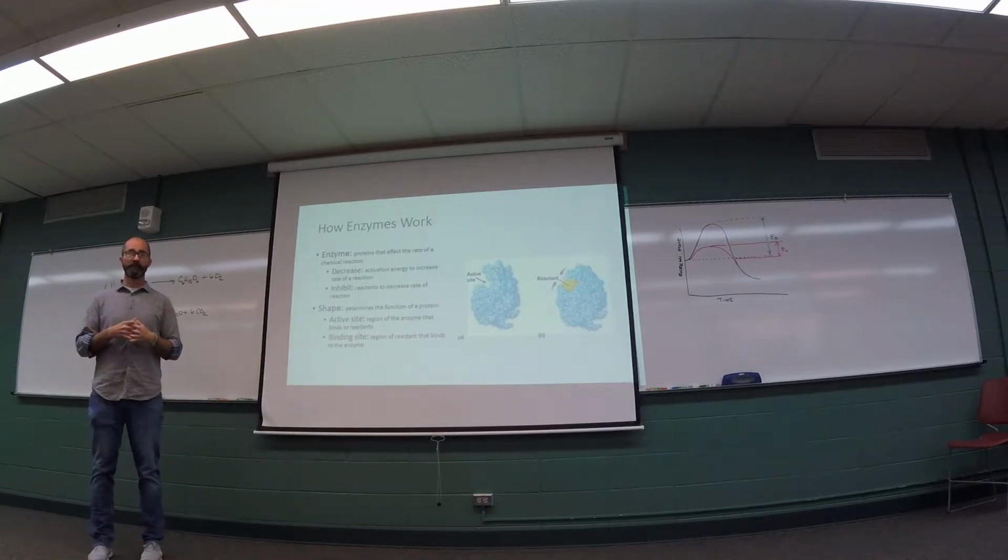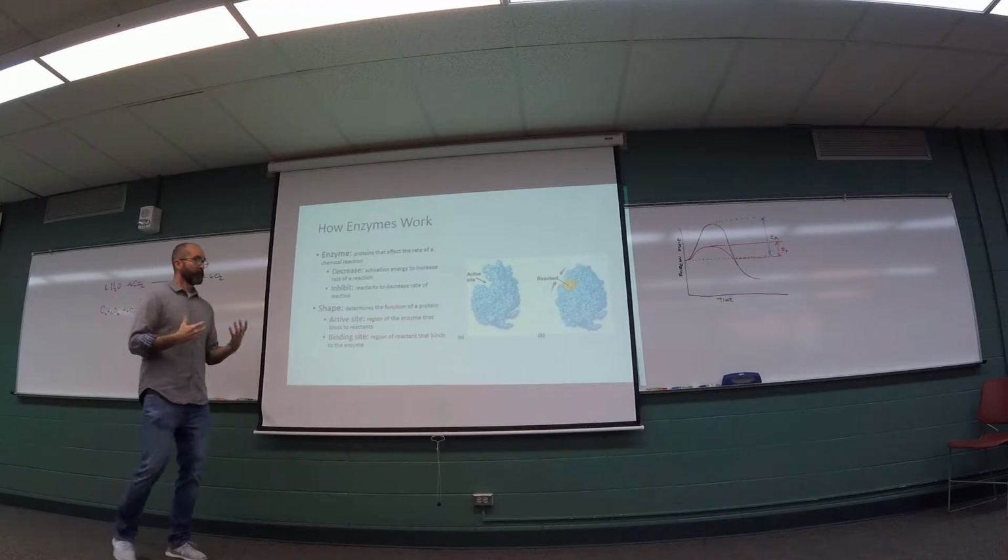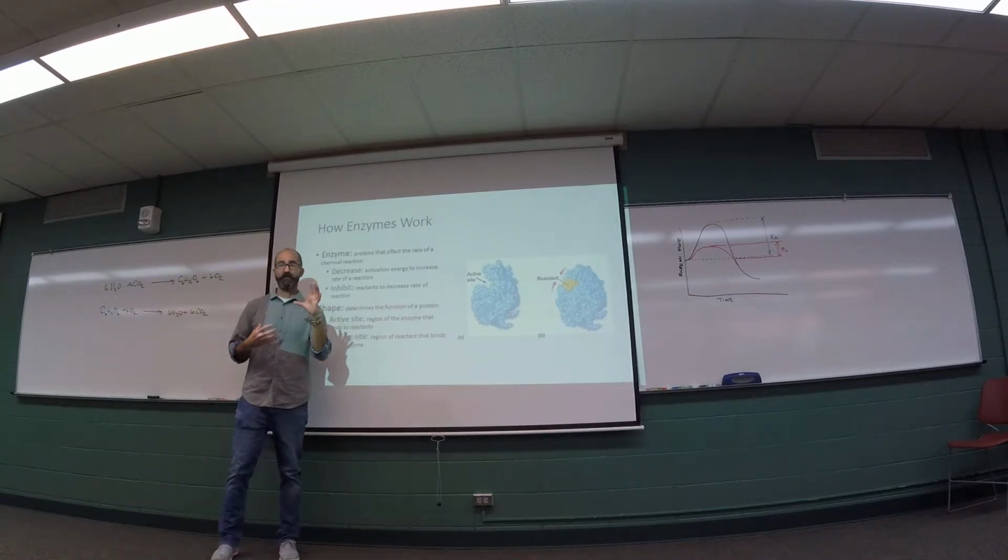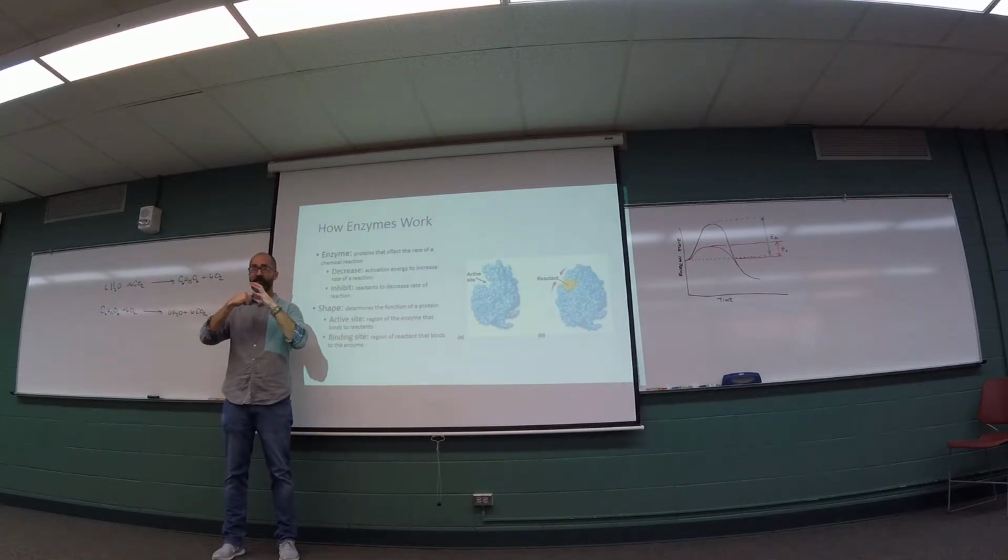active site. There is on the substrate, whatever it is you're trying to manipulate, what's called a binding site. And that's the area that the enzyme is going to attach to. And it's like a lock and key mechanism. The active site has to have a shape that accommodates the binding site of the reactant.